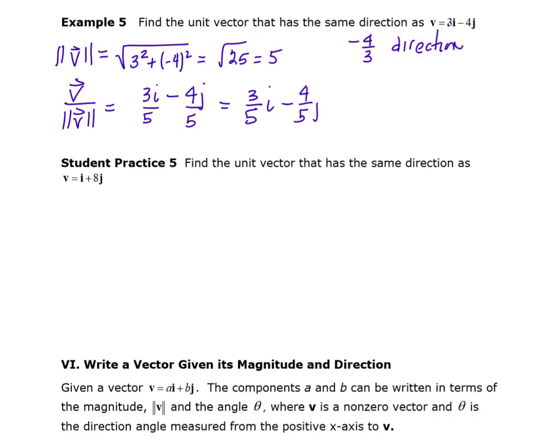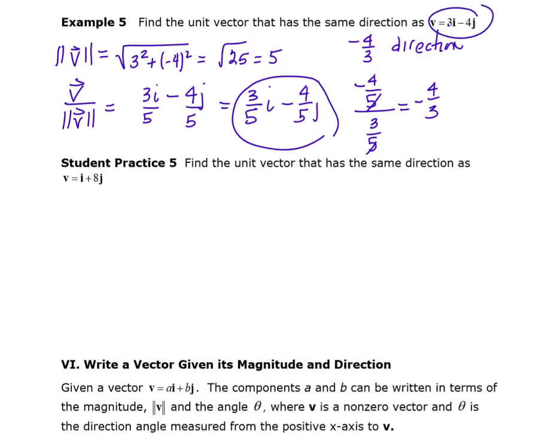Now what I want to do with my new vector is to check the direction. So I'm just going to take b and divide it by a. The 5's cancel. I get negative 4/3. So I know that these two vectors, the 3/5 i minus 4/5 j and the 3i minus 4j, have the same direction. Now the next thing I need to do is make sure that my new vector has a magnitude of 1.